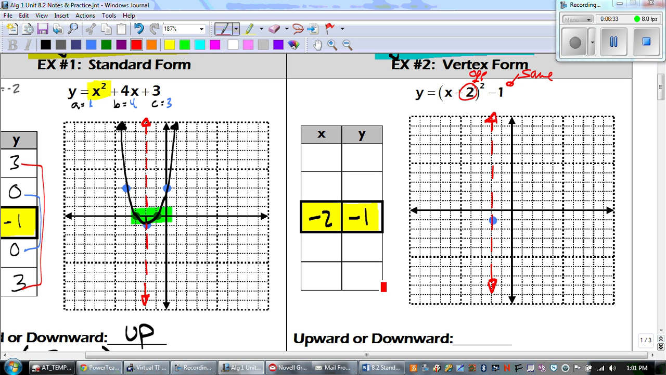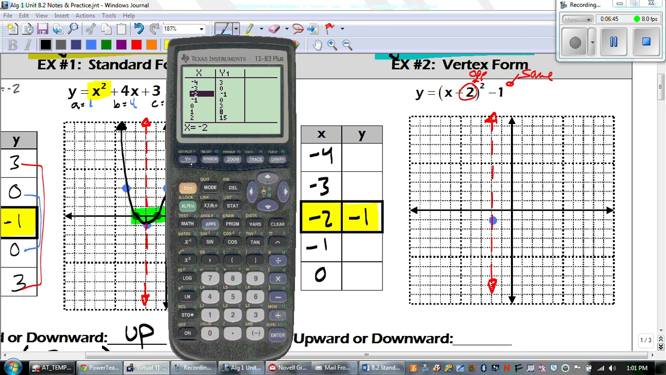Now let's take a look at the other points. It's going to be -3, -4, -1, and 0. I'm going straight back over here. We have a new equation, so I'm going to delete that one out and plug this in directly as I see it: x plus 2 squared minus 1. Then I hit second graph, and that shows my table.